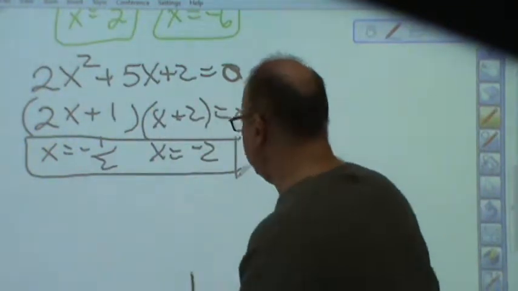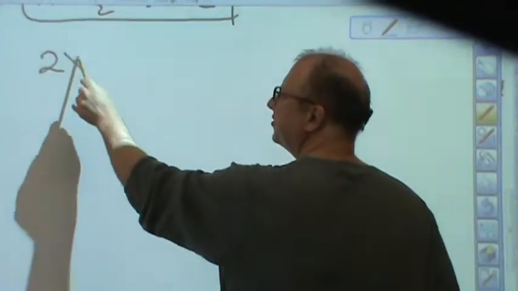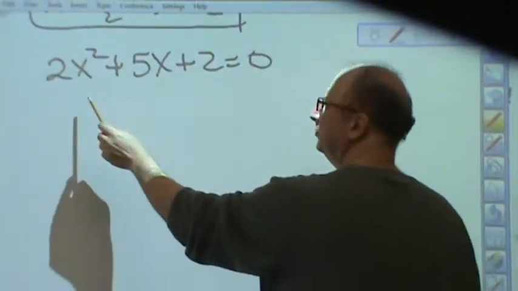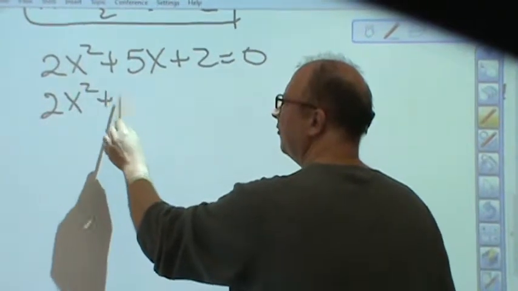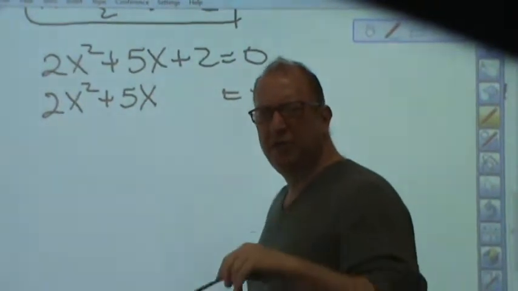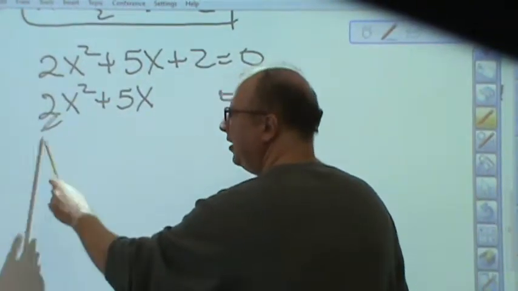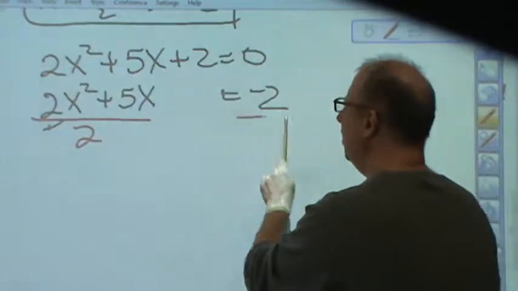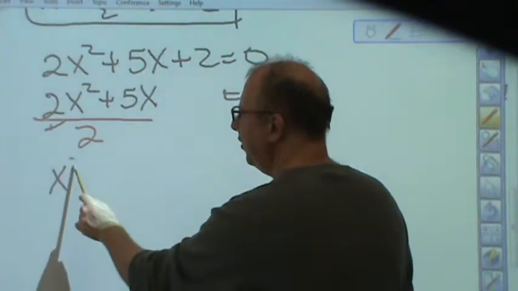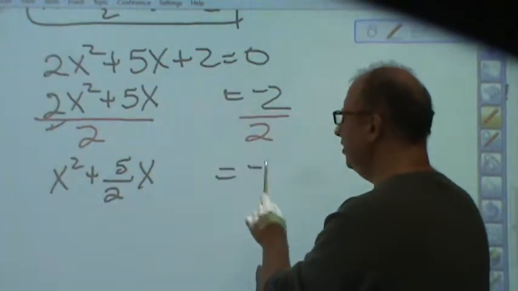Now let's go through the process of completing the square. Well, 2x squared plus 5x plus 2 is equal to 0. 2x squared plus 5x is equal to negative 2. Now, in the other example, notice I had this number right here, the a, to be 1. So let me make that a 1 by dividing both sides of the equation by 2. So now what I'm left with is x squared plus 5 over 2 x is equal to negative 1.